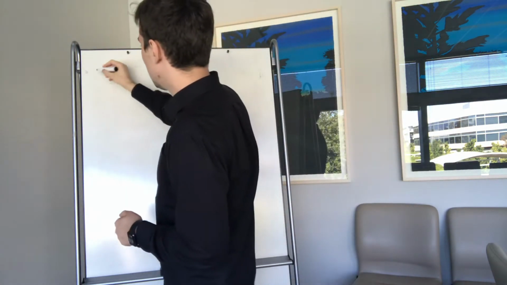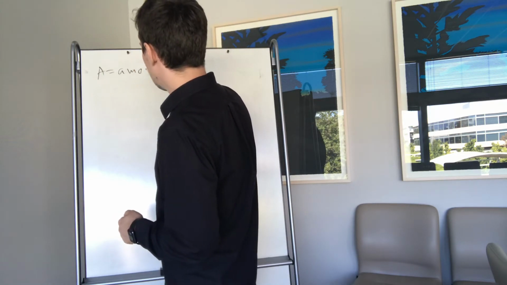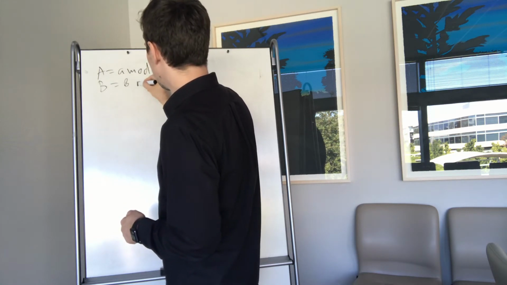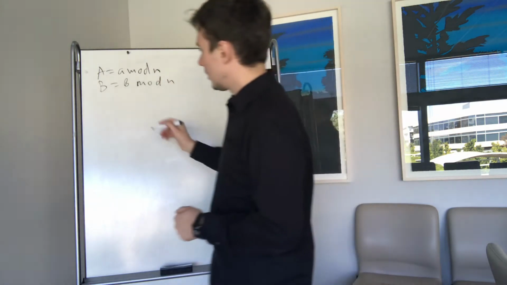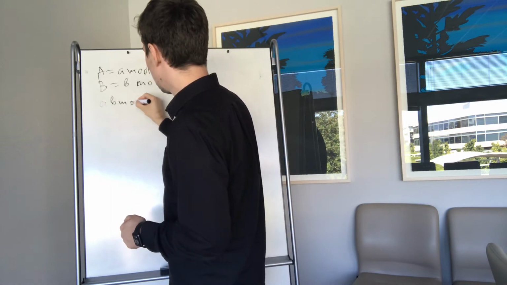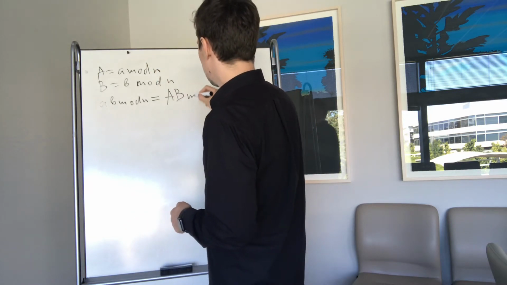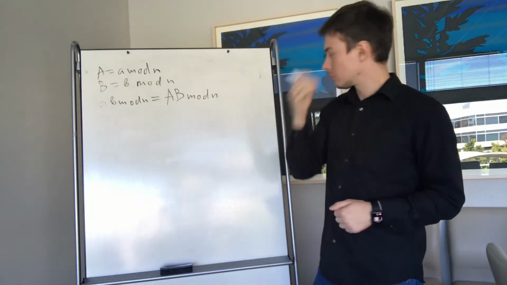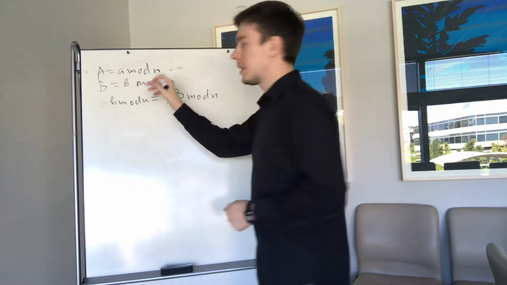First of all, let's say a is a mod N and b is b mod N. Let's prove that (a mod N)(b mod N) mod N equals ab mod N. Well, what does this mean?